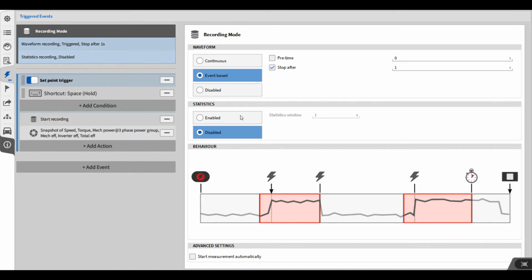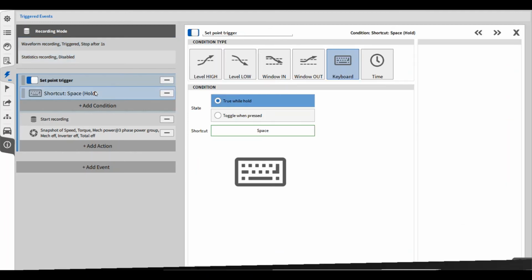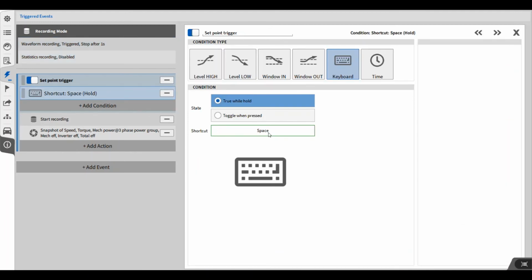The power analyzer can be configured for event-based recording. This is ideal for power and efficiency measurements where we're taking snapshot measurements at speed and torque set points. We can use a trigger input, in this case configured as the spacebar, but also it can be an analog or CAN input to trigger the system.